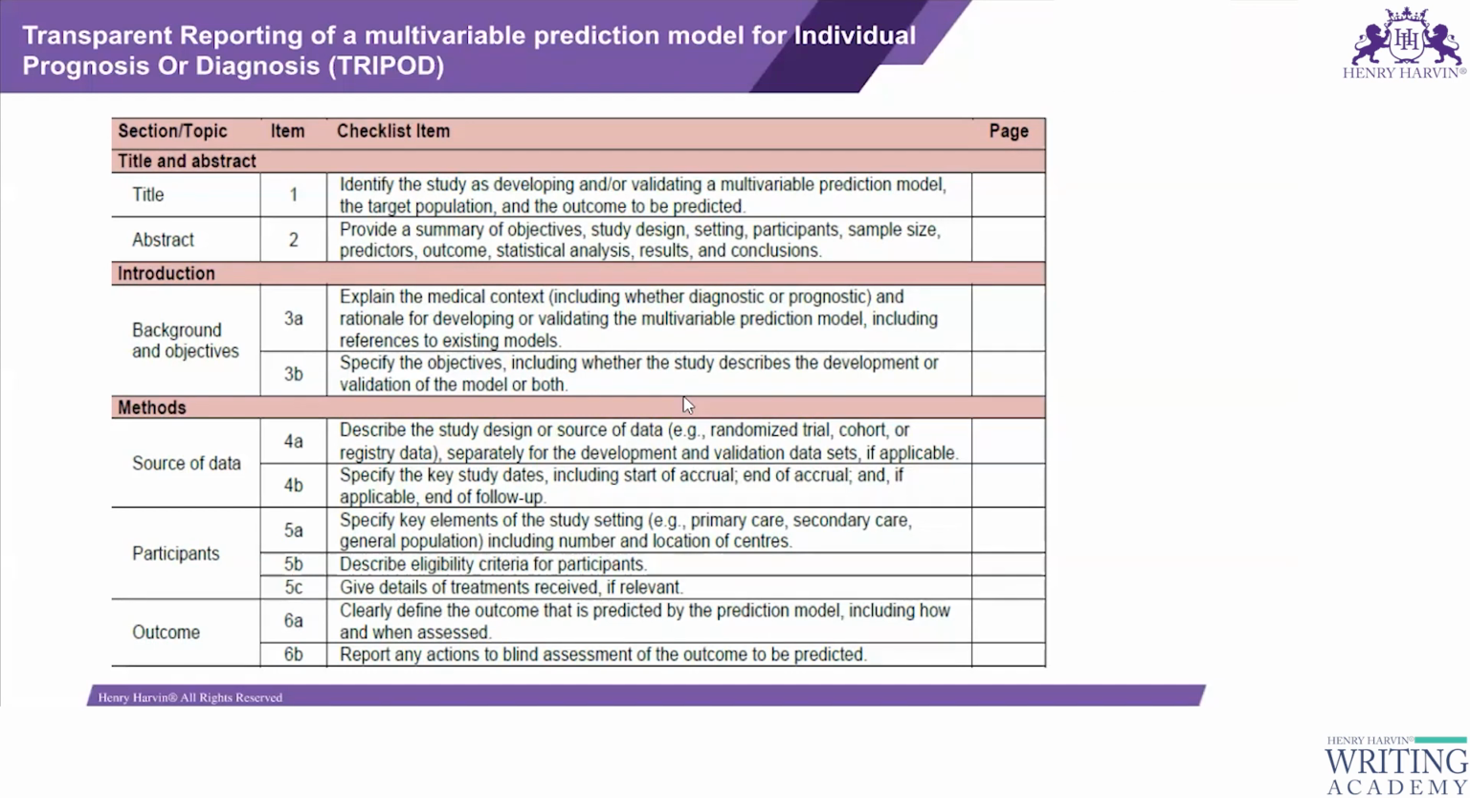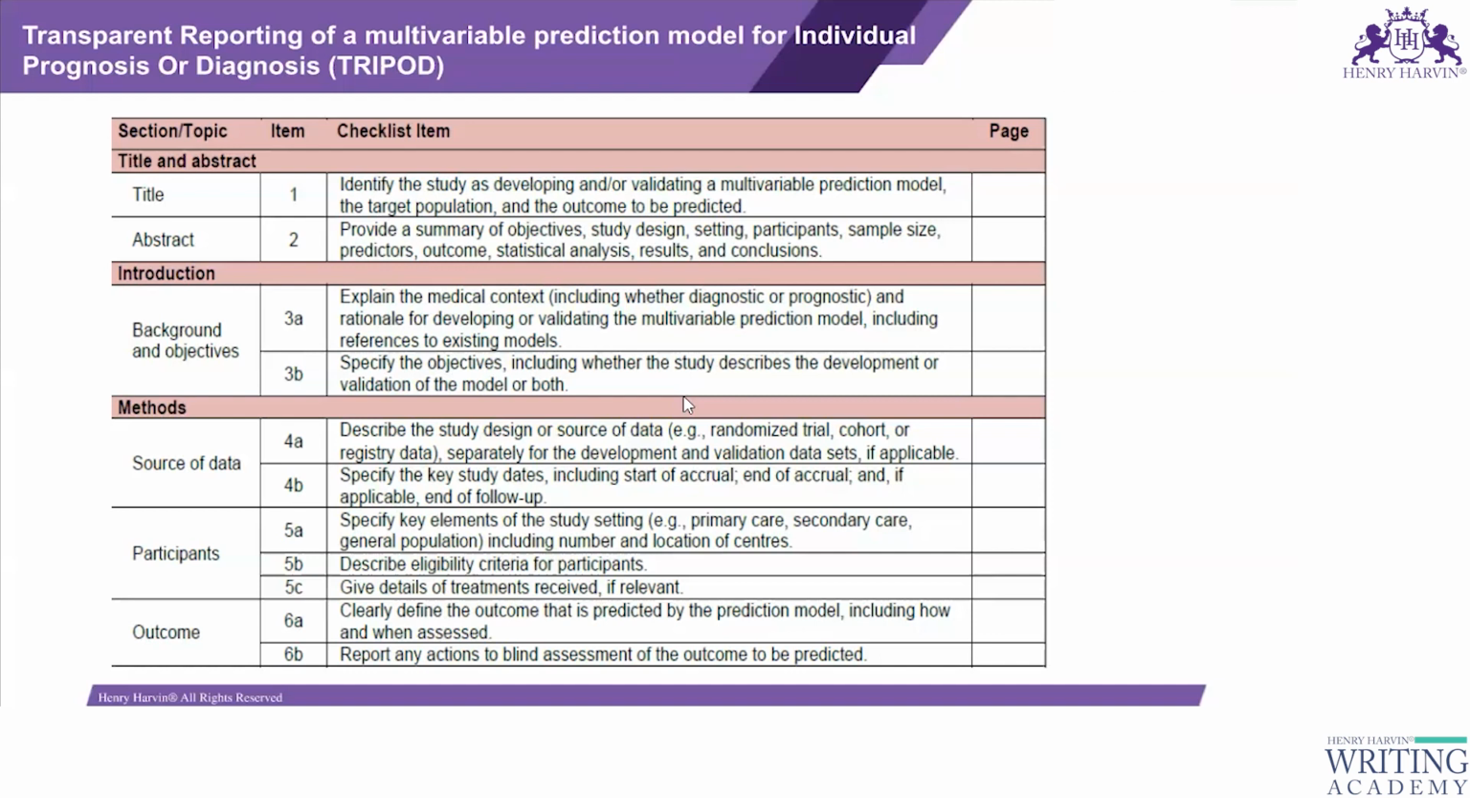Sometimes the studies are designed so that we study both prognosis and diagnosis, and sometimes the studies are designed to study only diagnosis or only prognosis. Hence, for reporting such studies, the TRIPOD guidelines are used. First thing which is written is the title, and in the title it is identified whether the study is about developing a multivariable prediction model or validating one. For the target population, you have to mention on what target population the study will be done and what is the outcome which is to be predicted.